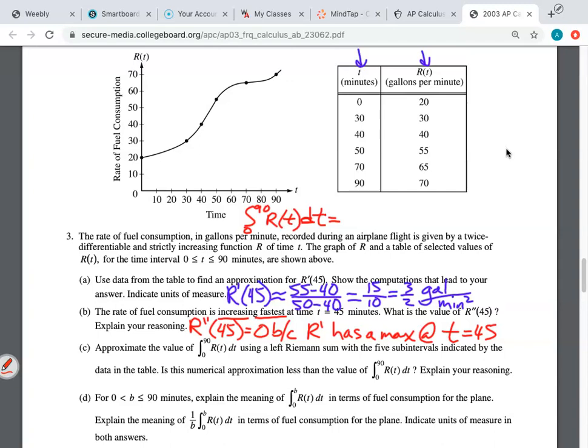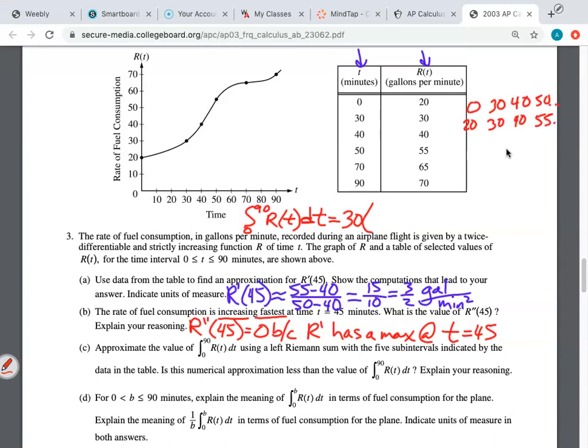Each rectangle has a different width, so you have to find all of your areas separately. The first width would be from 0 to 30, so it would be 30. Remember, these are left rectangles, so think of this as turned sideways. So you'd have 0, 30, 40, 50, and so forth. Your heights are 20, 30, 40, 55, and so forth.